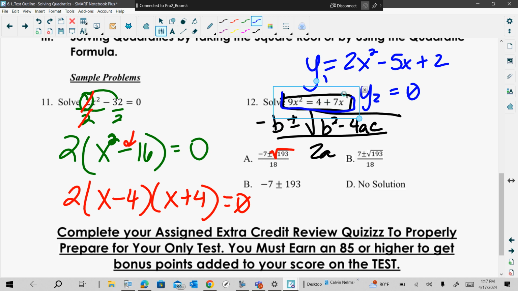This right here, to me, the easiest way to make that into standard form is to move the 4 and the 7x. So here's what it would look like. It would be 9x squared minus 7x minus 4 equals 0.